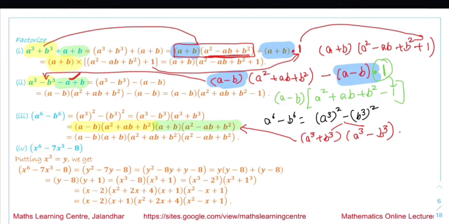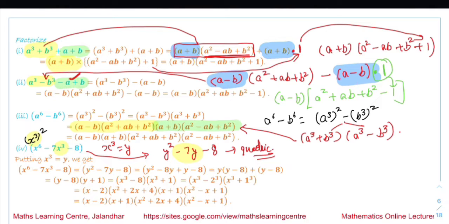Now in the next question, it is x raised to the power 6 minus 7x cube minus 8. So what we see from this is that I can write this first term as x cube square. So we will have x cube over here and we have x cube over here. So what we do, we write x cube is equal to y, and on making this substitution, our question changes to the form y square minus 7y minus 8, which is just a quadratic trinomial, and we know how to solve this. We have to split the middle term.